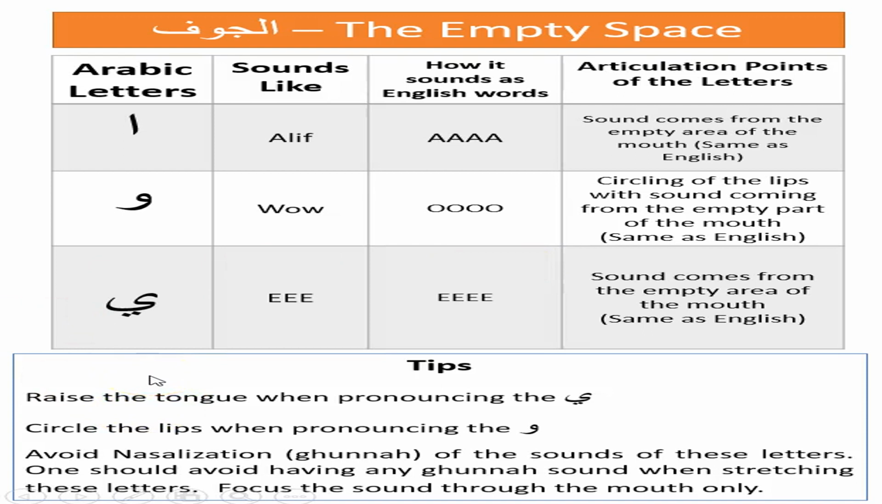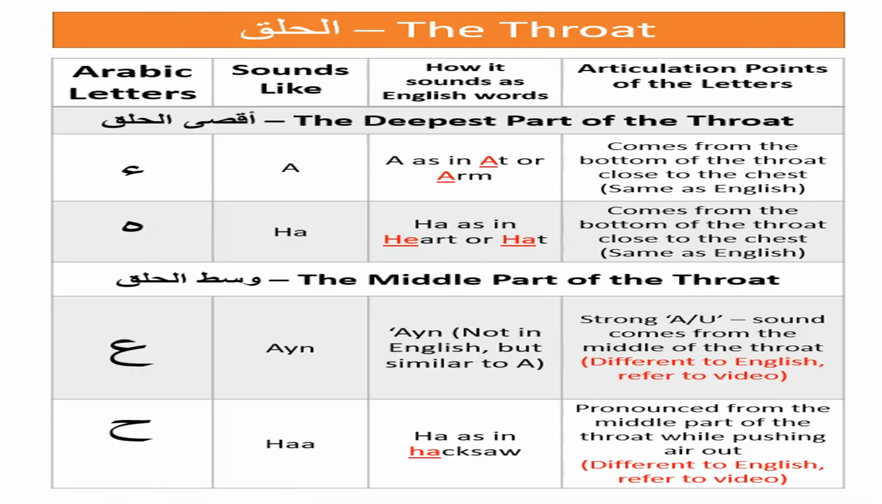So that's the empty space. The letters of the throat, the huruf al-halq, are divided into three particular different areas. So let's go here. Aqsa al-halq, which is the deepest part of the throat. Aqsa al-halq meaning the bottom area of the throat, the deepest, all the way at the bottom.